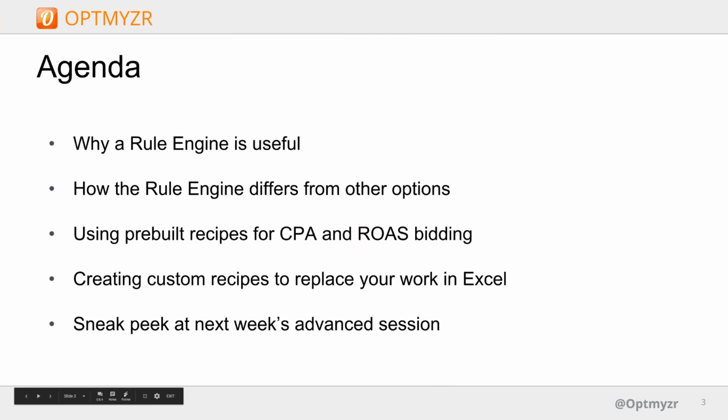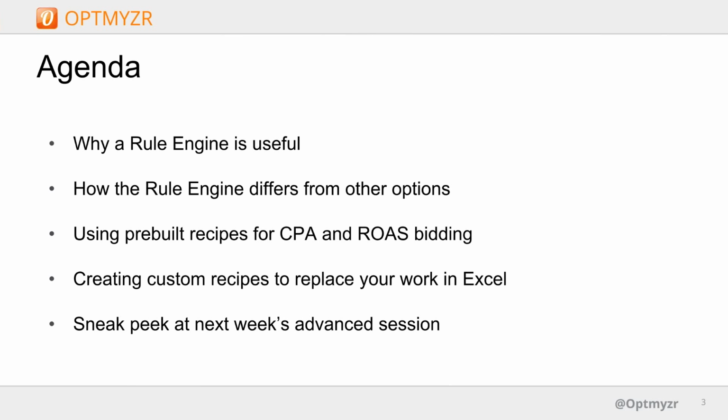Okay, so we're going to talk about why a rule engine could be useful, how the rule engine is different from some of the other options that are out there in the market space, especially those free ones that you have available in the AdWords interface. And then I'm going to shift into a live demo showing you how you can use a pre-built recipe to do CPA, return on ad spend type bidding. And then we'll also create a custom recipe that can replace all the work that you currently do in Excel.